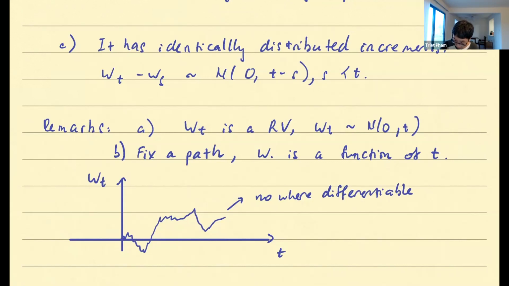Something like this is not differentiable at this point because you cannot tell where it's moving, because there's no tangent line at that sharp corner.